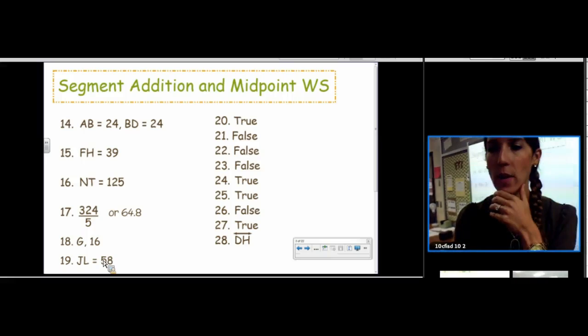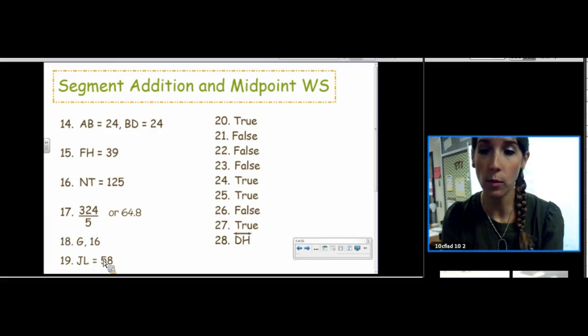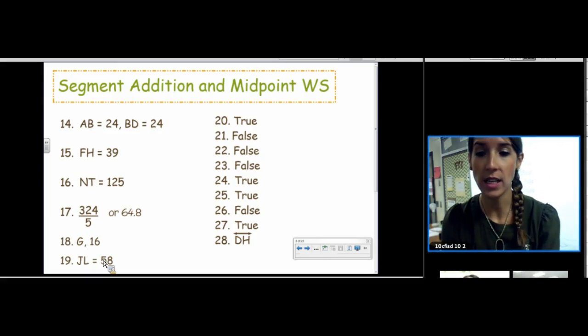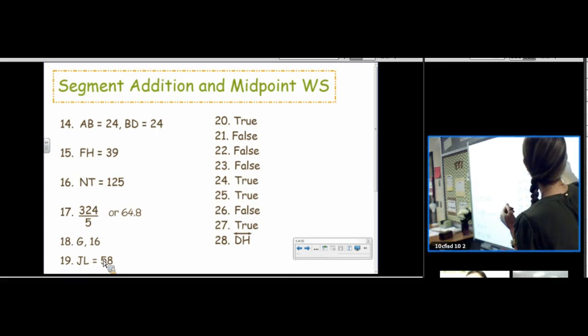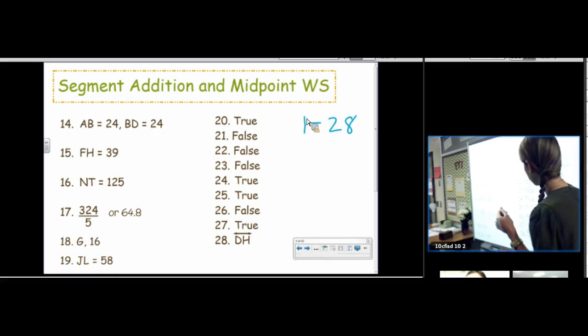Segment addition in midpoint worksheet answers. This was part 2 of the worksheet. That's why it started at number 14. Very important worksheet because your partner quiz tomorrow is over this worksheet. So there's 28 problems on this worksheet, 1 through 28.